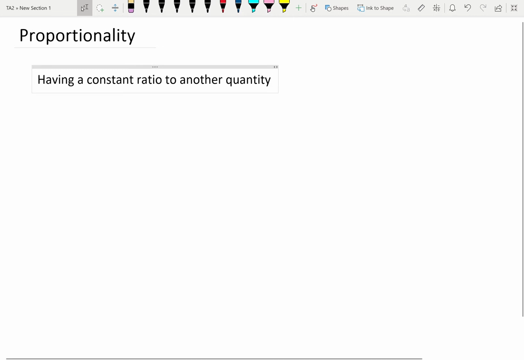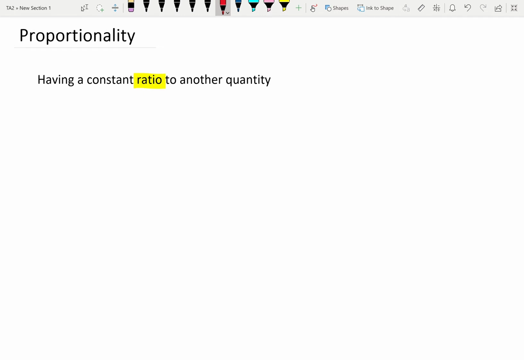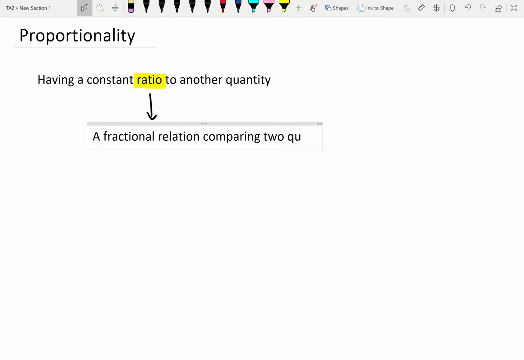And just to further go into this, we talk about ratio. A ratio, the definition of a ratio, is just a relation, we'll say a fractional relation comparing two quantities. Usually you will see it as a fraction, not all the time, but usually you will. Okay, so a fractional relation between two quantities, that's a ratio.